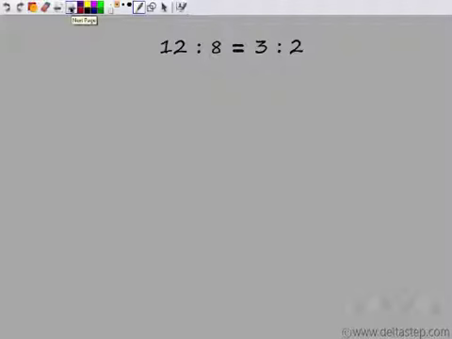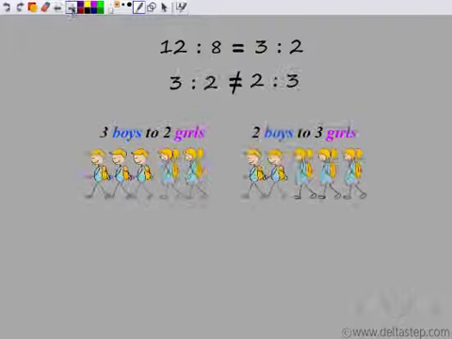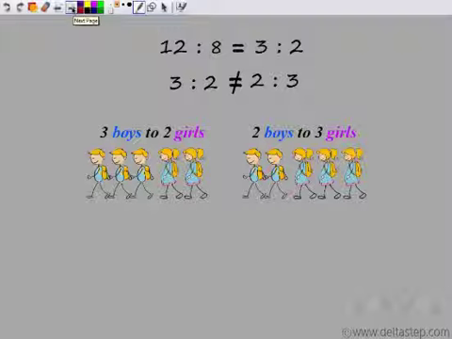So we've seen that 12 is to 8 is equal to 3 is to 2. That is, if you divide the antecedent and the consequent by the same number, the ratio does not change. Or similarly, if you multiply both the antecedent and consequent by the same number, the ratio remains the same. But remember that 3 is to 2 is not equal to 2 is to 3. That is, you cannot switch the two. The order matters. So the ratio changes when you change the order.